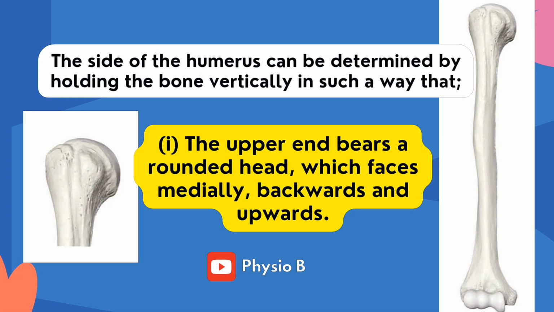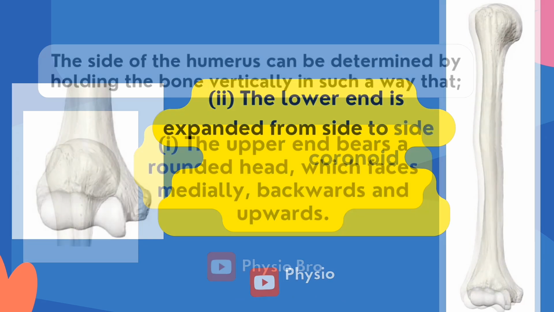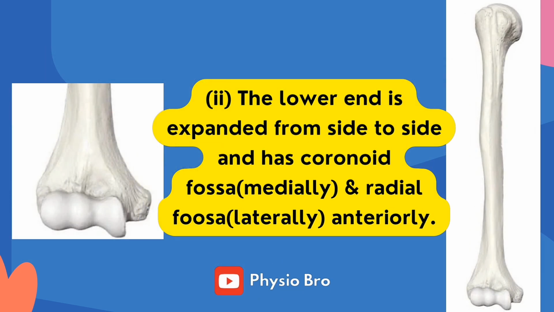Anatomical position and side determination of the humerus. The side of the humerus can be determined by holding the bone vertically in such a way that the upper end of the humerus bears a rounded head, which faces medially, backwards and upwards. The lower end is expanded from side to side and has coronoid fossa, medially, and radial fossa, laterally, on the anterior aspect of the lower end of the humerus.